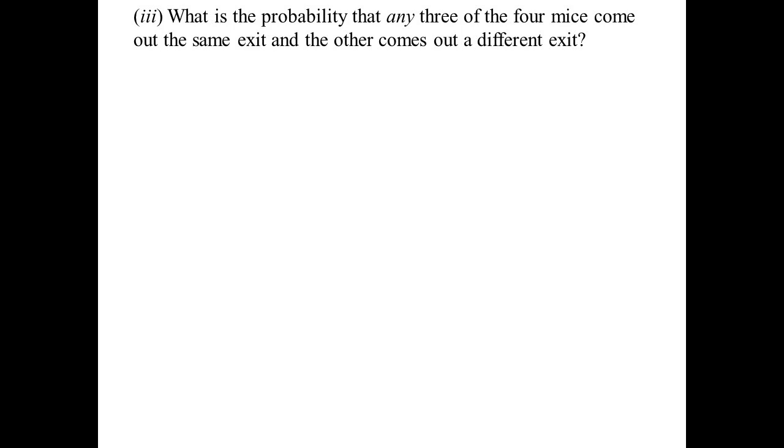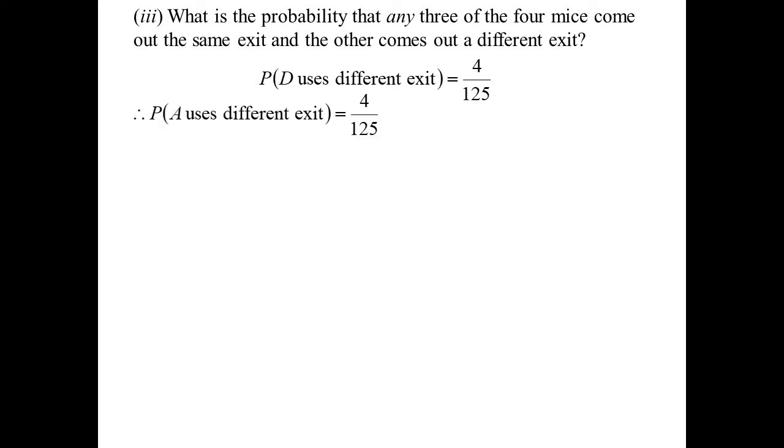So then they asked, well, what's the probability that any 3 of the 4 mice come out the same exit, and then the other one goes out a different exit? Well, we just worked out the probability that D uses a different exit. But everything's equally likely. So therefore, the probability that A uses a different exit must also be 4 in 125. The probability that B uses a different exit would be 4 on 125.